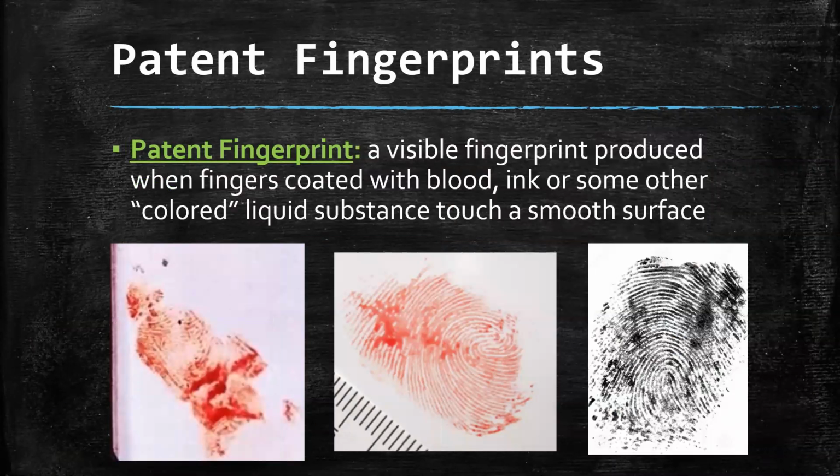A patent fingerprint is a fingerprint that's left behind in some type of colored liquid or substance. So it's visible by just looking at it because the finger has been coated in some type of colored substance like blood or ink, and then that person has touched another surface and left a print behind in a colored material. So three good examples of fingerprints can be shown here.